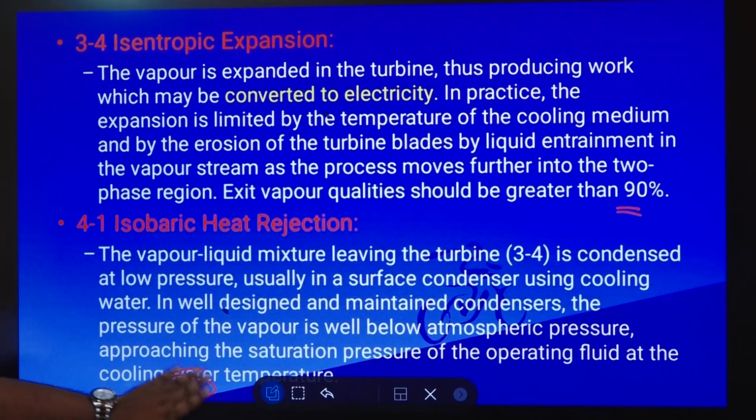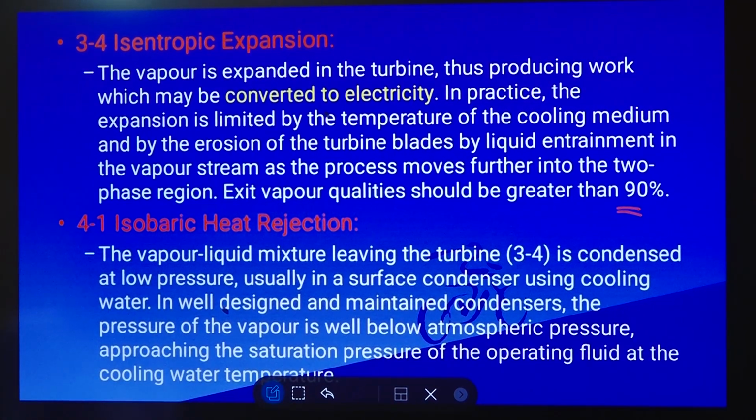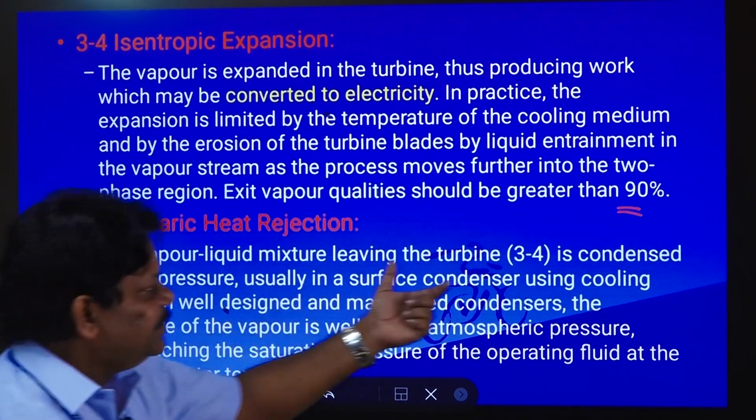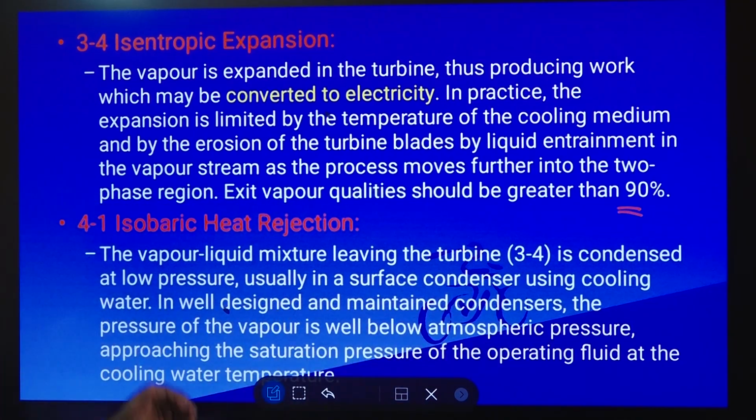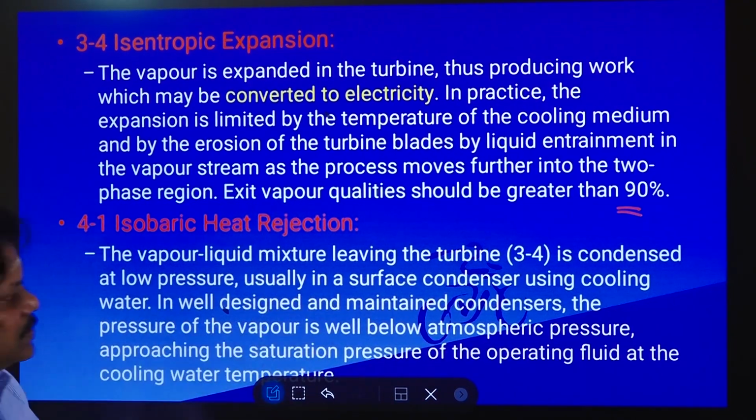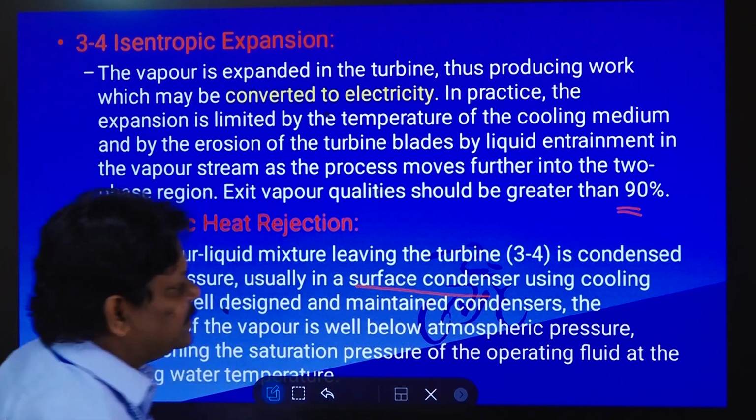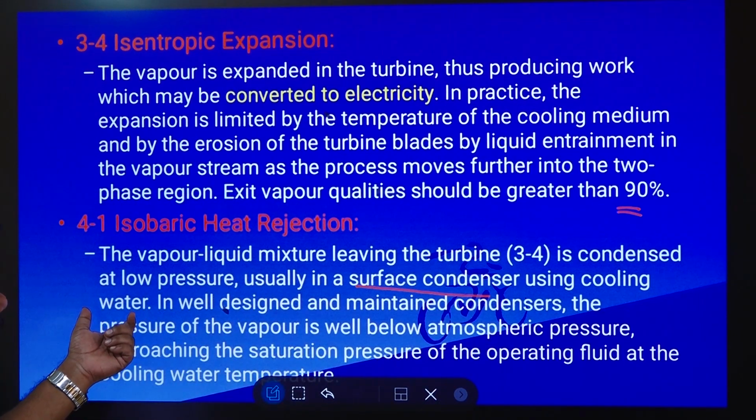And when you go for 4 to 1, that is isobaric heat rejection. So the vapor liquid mixture leaving the turbine is condensed at low pressure, usually in a surface condenser, using the cooling water. Okay.